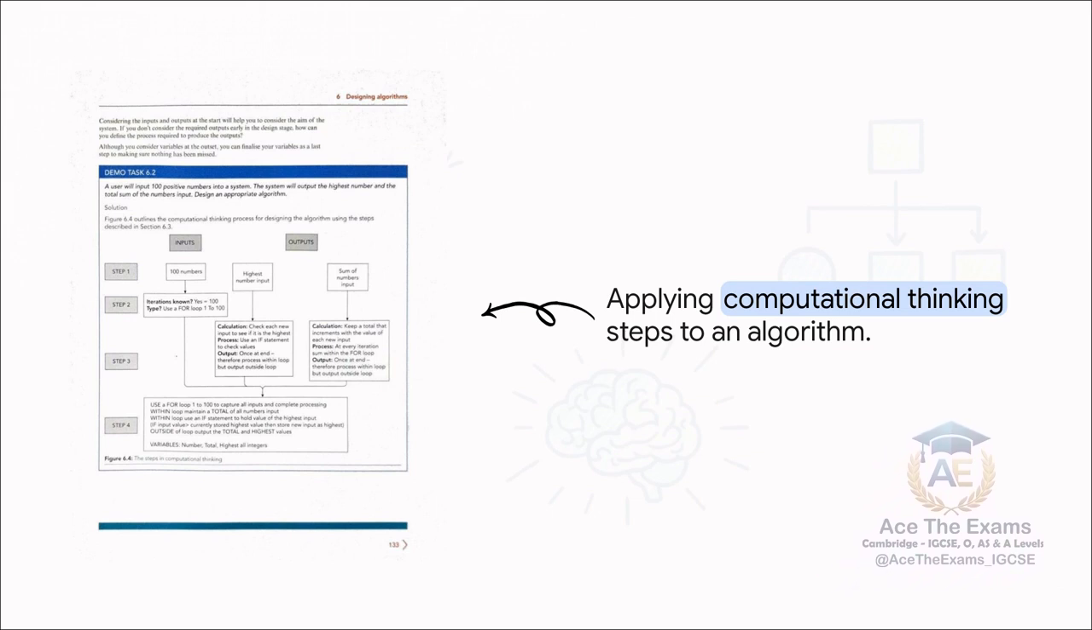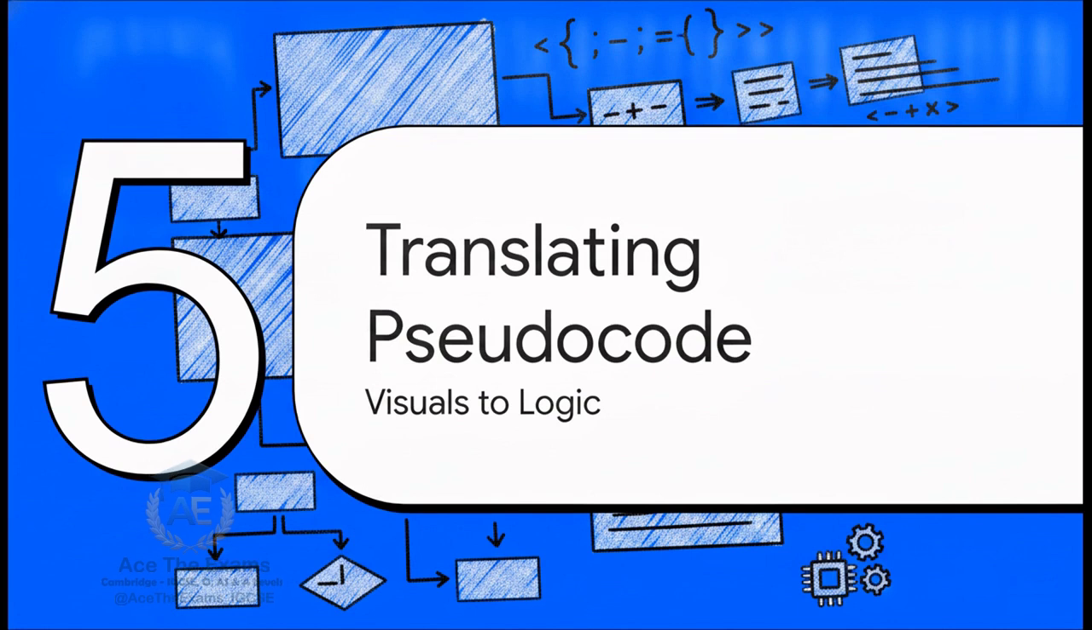Imagine our student Sam wrote this code, but put the output total command inside the for loop. What happens? Exactly, the program would print the total 100 times instead of just once at the end. That's a classic error that loses marks. Sequencing is absolutely critical. Section 5, translating to pseudocode.